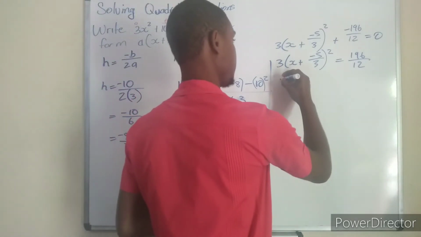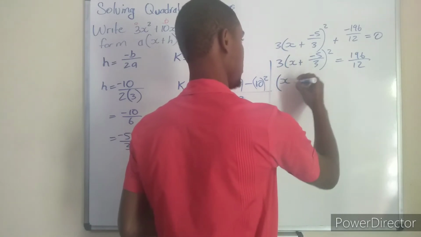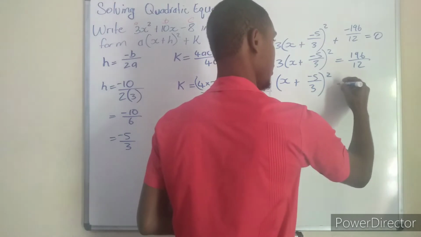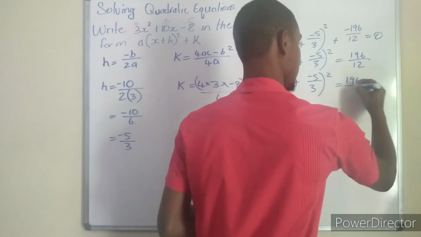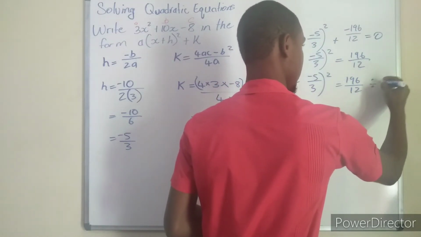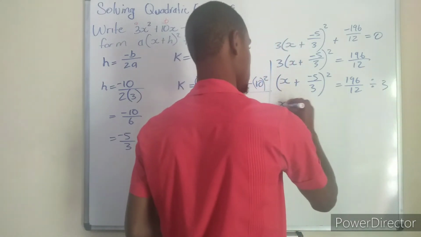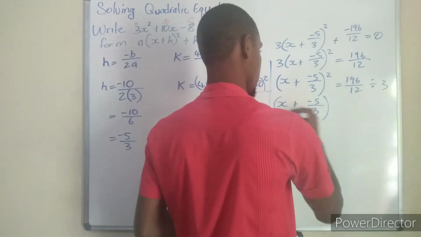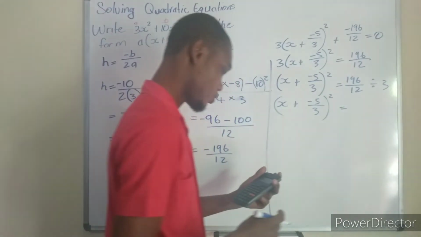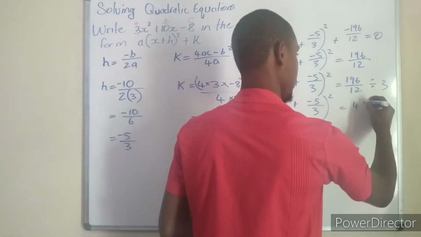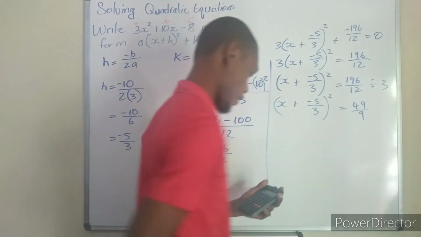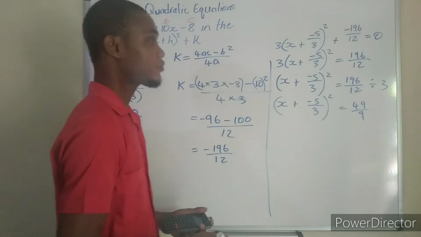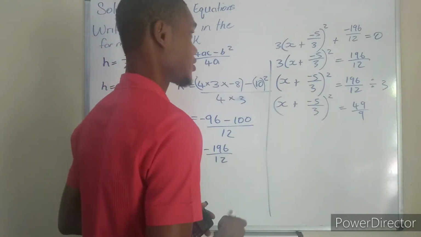So this would say x plus negative 5 over 3 all squared is equal to 196 over 12 divided by 3. So x plus negative 5 over 3 all squared is equal to 49 over 9. So that's what it is when you divide it by 3. So you can just check with your calculators just the same.